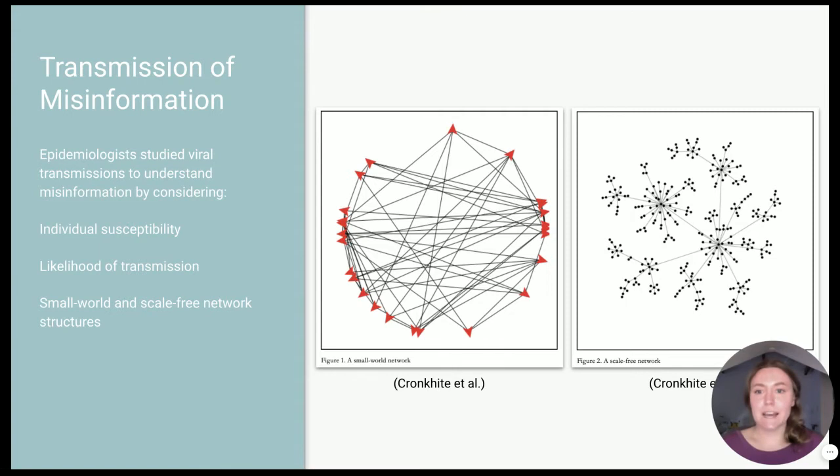What's interesting is that epidemiologists have studied viral transmissions in an attempt to better understand the spread of misinformation. They considered factors such as individual susceptibility, such as their level of education or partisanship, the likelihood of transmission by looking at how citizens received and interpreted political information, and then, of course, their network structure. They looked at two types of network structures here: small world structures, which would include any acquaintances one might come in contact with, and scale-free networks, such as an essential transit point, much like an airport.